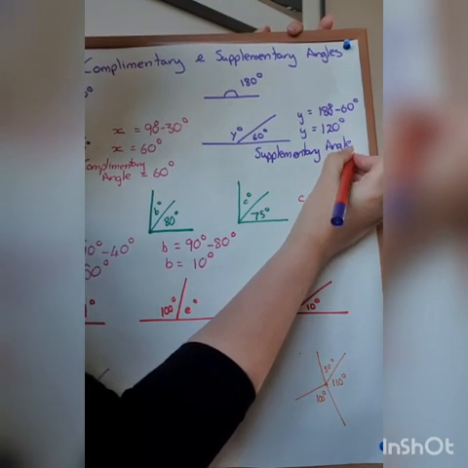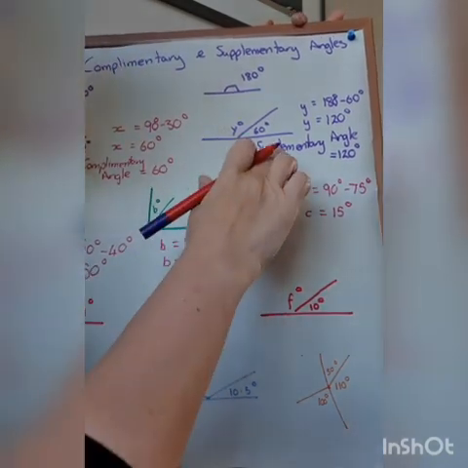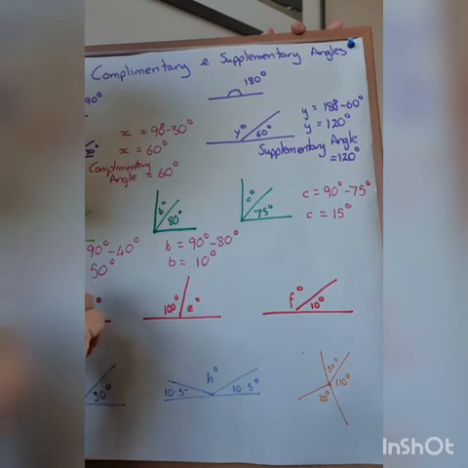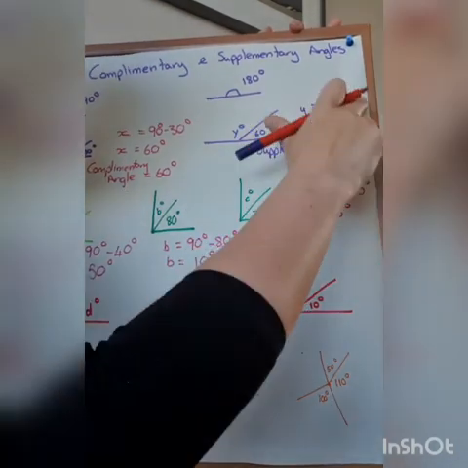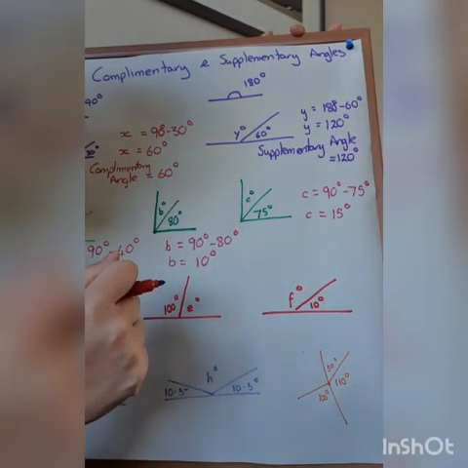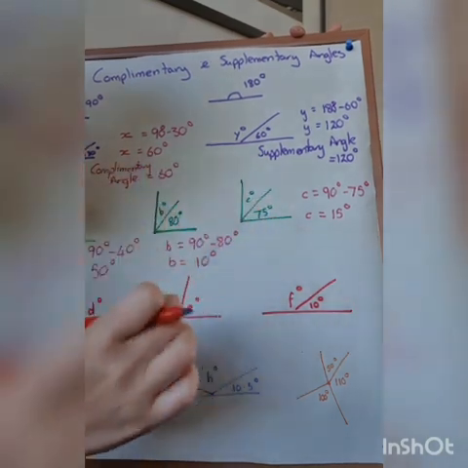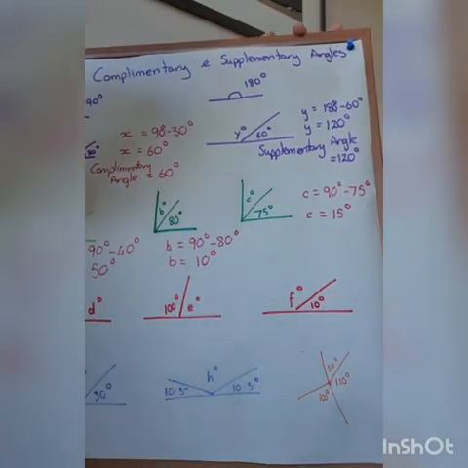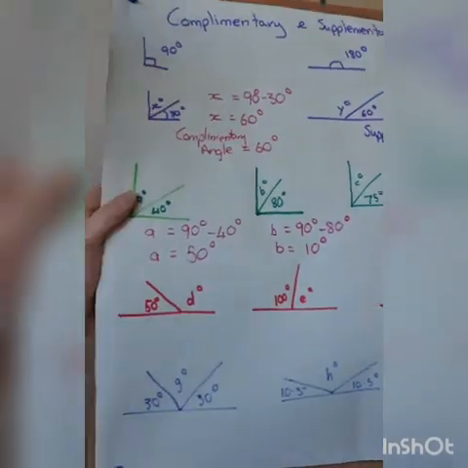So our supplementary angle equals 120 degrees. Now you don't need to write out supplementary angle or even complementary angle, but I would like to see this part of the equation written down. So the part that we are using to practice the rule over and over again, I would like to see written down. So let's have a look at these red ones.